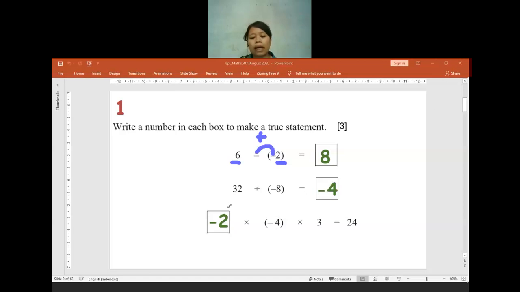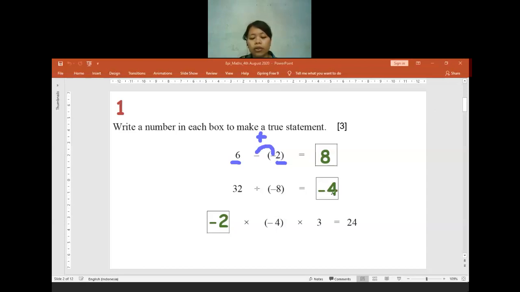For the second part, 32 divided by negative 8. You know that 32 divided by 8 is 4. The 32 is positive, the 8 here is negative. A positive divided by a negative number, the answer will be negative. That's why it will be negative 4.